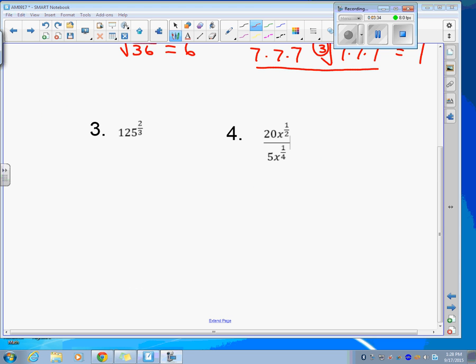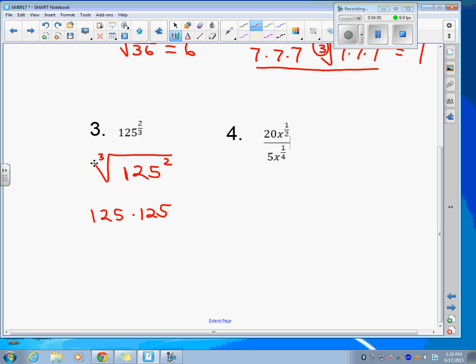Okay, for number 3. If you're writing this using a radical, the index is a 3, and 125 is actually to the second power. So if we're thinking about this without using a calculator, what we're going to do is write 125 times 125, because that's what to the second power means. And this is all still to the cube root.